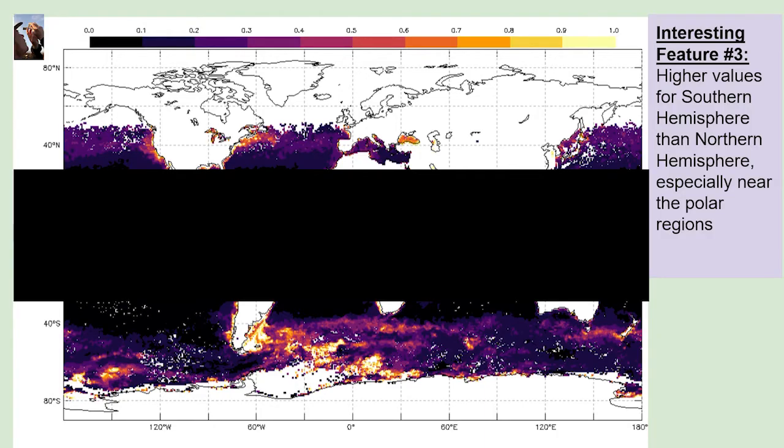The third interesting feature I see is that there are higher values in the southern hemisphere more than the northern hemisphere in January, especially near the polar regions. So here I only show the areas north of 30 degrees north and south of 30 degrees south. You can see the southern hemisphere has more bright colors, which means that there are higher concentrations of chlorophyll compared to the northern hemisphere this time of year.